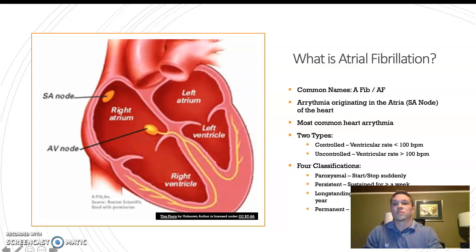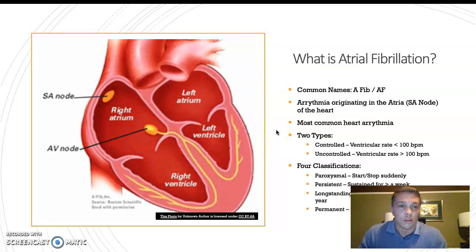So essentially what happens is the SA node in a normal beating heart would send a conduction pathway of electrical impulses from the SA node to the AV node, and the AV node would then send those electrical pathways down to the ventricles in order to cause contraction. In AFib, there are sporadic, very random impulses and conductions sent from the SA node to the AV node, but not all of them are picked up by the AV node, as you will see in a coming slide.